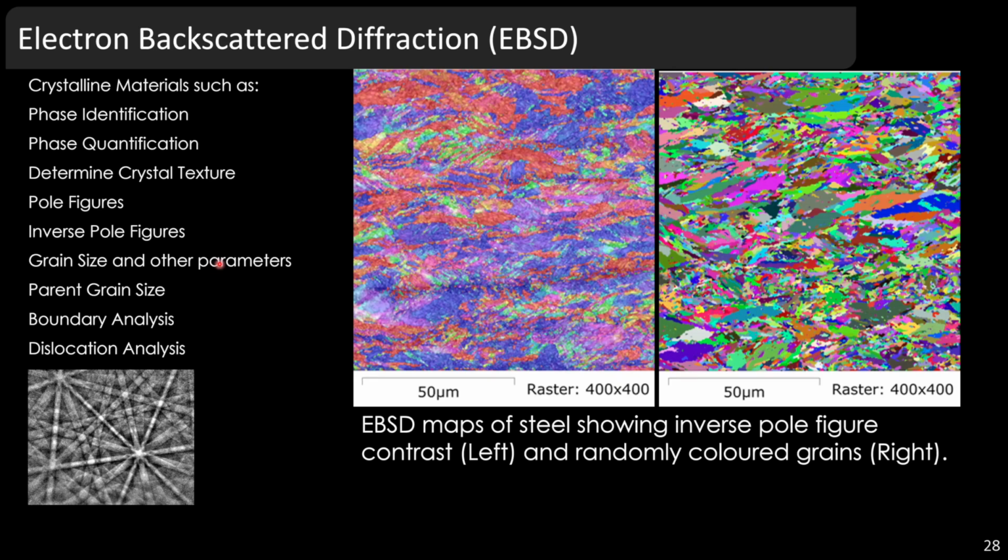You can look at the parent grain size. So in the case of materials which have a prior structure that exists at higher temperatures, you can look for evidence of the prior grain size, like the austenite grain size in steel. You can look at the boundaries between grains, twins, and phases. You can do some dislocation analysis.